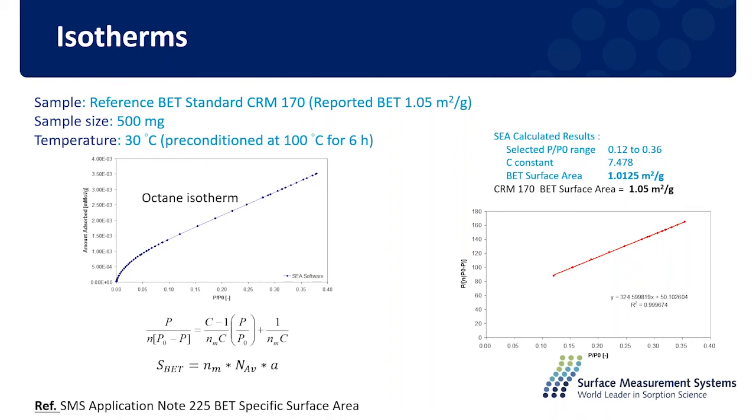octane probe molecule. Because we know the cross-sectional area of our probe molecule, and because we know the uptake of this probe molecule, we can then find out its monolayer capacity, times that with Avogadro's number, and we get our BET surface area. And you can see that this was in very good agreement with its reported value. You'll see it's only 0.01 compared to 0.05.